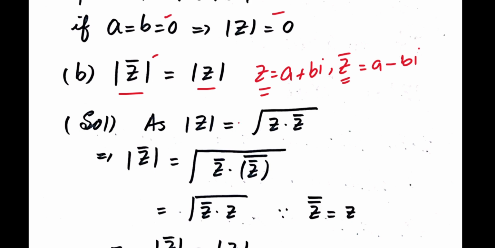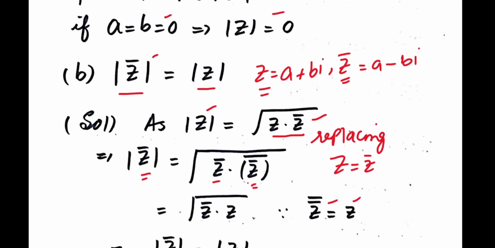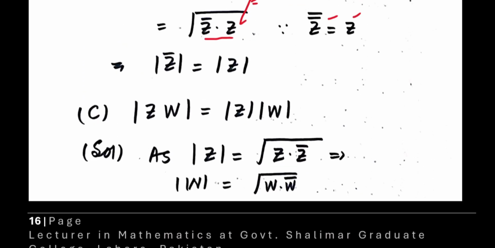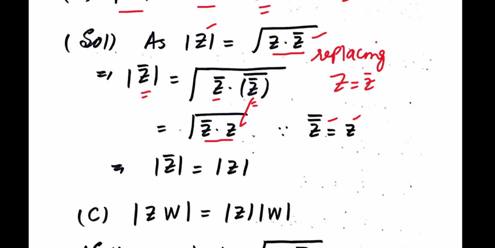I am using the definition given in the book, |z| is equal to the square root of z into z conjugate. So by replacing z with z conjugate in this definition, we have |z conjugate| is the square root of z conjugate into the conjugate of z conjugate. As the double conjugate of z is equal to z, this becomes simply z, and this product z into z conjugate, the square root of z into z conjugate, is again |z|. So |z conjugate| is equal to |z|.